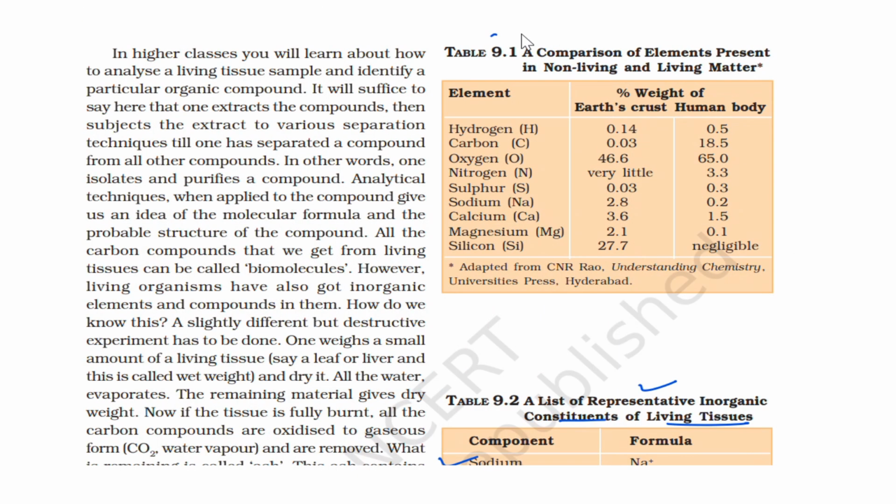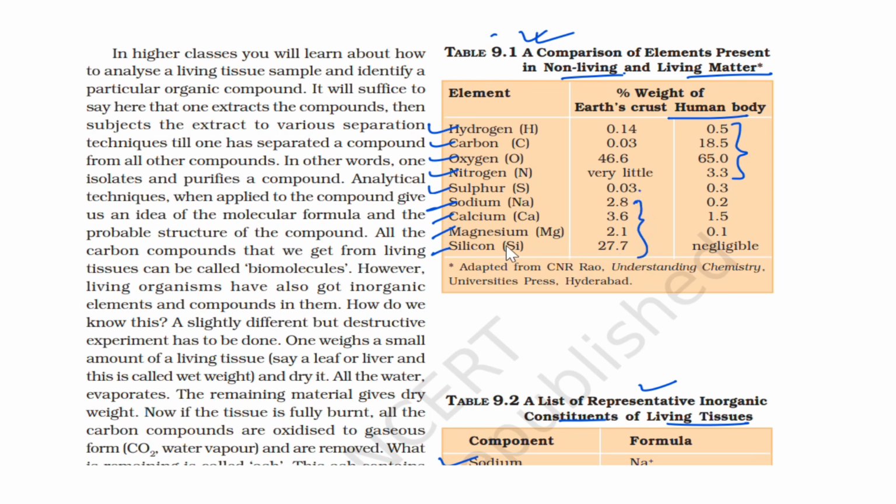Another table is given here as a comparison table between elements present in non-living and living matter. If you consider here hydrogen, carbon, oxygen, nitrogen, sulfur, these are present in maximum amounts in the human body as compared to earth's crust. Whereas if you consider sodium, calcium, magnesium, and silicon, in that case the maximum amount is present in the earth crust.